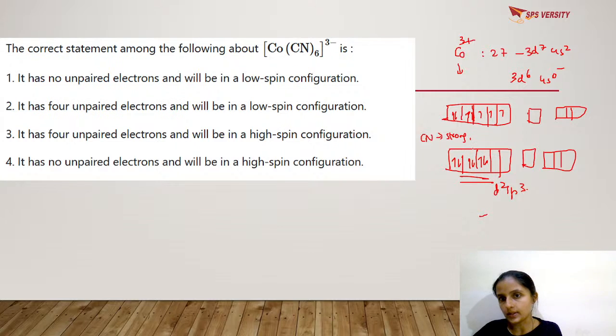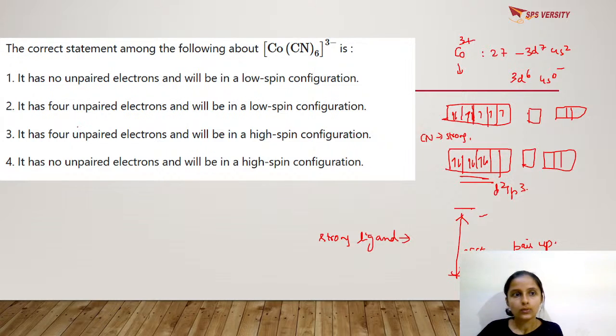So when the ligand is strong, that causes greater splitting, so the CFSE is high. So the electron can't jump to the higher energy level. Instead, it chooses to pair up. So there are no unpaired electrons, and it should be a low spin configuration. That would be the correct answer.